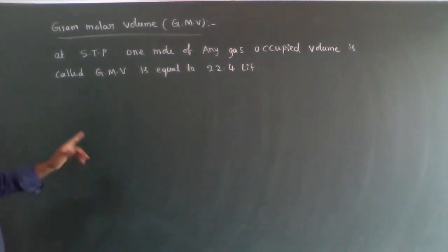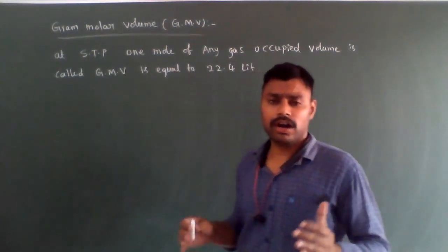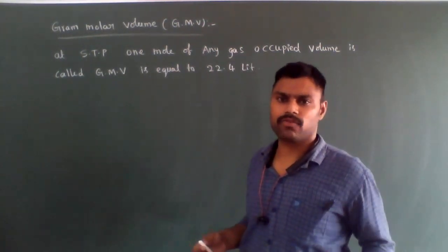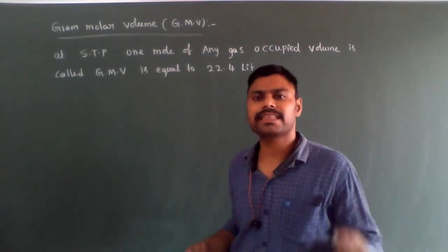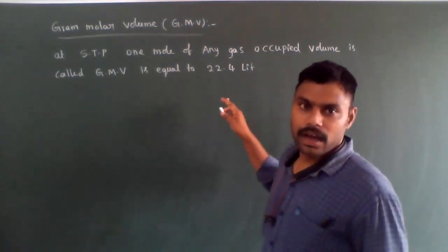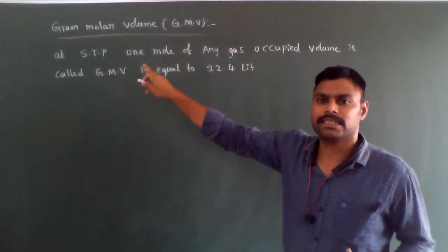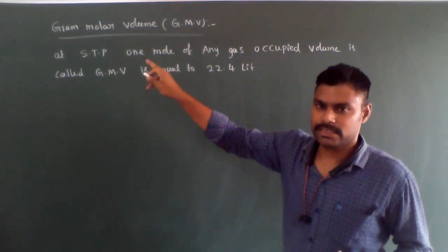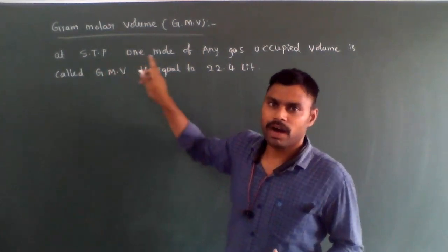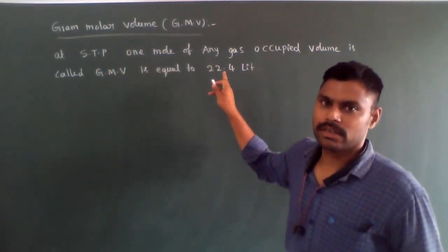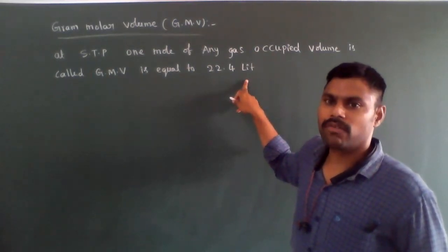What is gram molar volume at STP? 1 mole of any gas means 1 mole of oxygen O2, 1 mole of N2, 1 mole of CH4, 1 mole of sulfur dioxide, any gas at STP, standard temperature and pressure. The temperature is 273 kelvins or 0 degrees Celsius, and pressure is 1 atmosphere. 1 mole of gas occupies a volume always equal to 22.4 liters, known as gram molar volume.